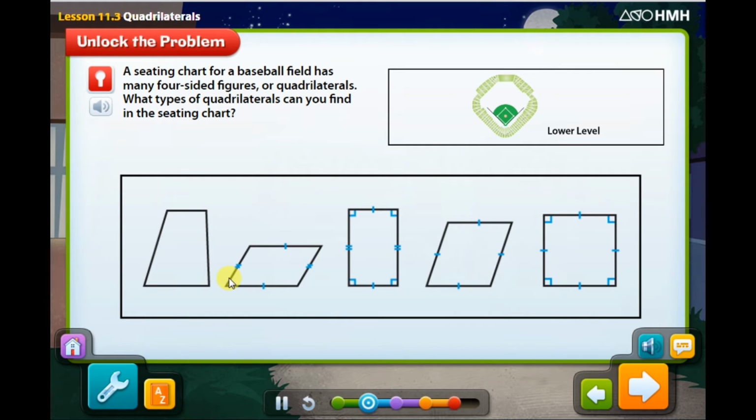Now, let's look at the types of quadrilaterals found in the seating chart. There are trapezoids, parallelograms, rectangles, rhombuses, and squares.